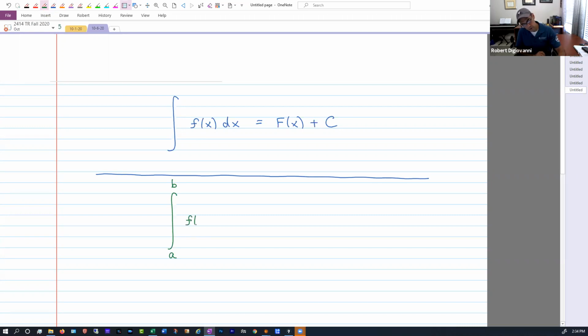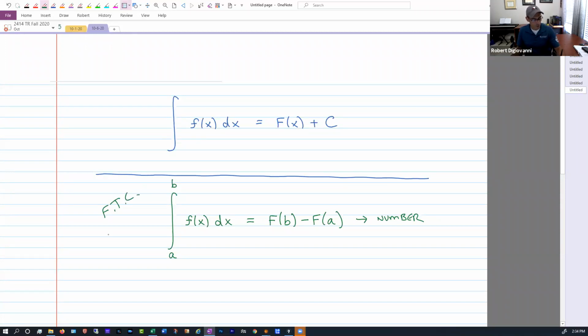Then we put the function dx, but now we actually have a way to compute it. What we do is we take the antiderivative, we plug in B, and then the antiderivative, and we plug in A. And this is going to be a number. And that number is the area. This is the fundamental theorem of calculus.